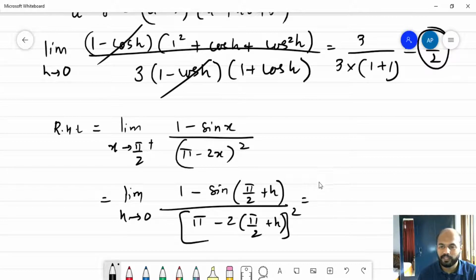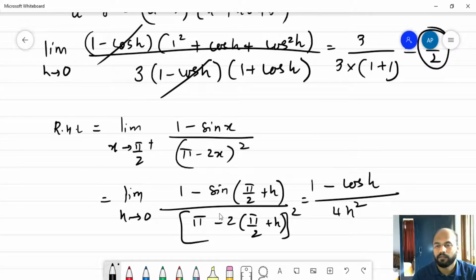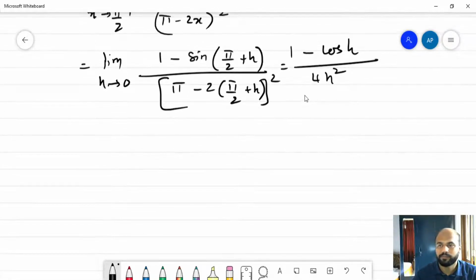Sine of pi by 2 plus h is going to be cos h. So 1 minus cos h divided by, if we simplify this, pi minus pi. Pi minus pi will get cancelled, and internally you will get minus 2h. It will be 4h square over here. Let's evaluate this limit now.